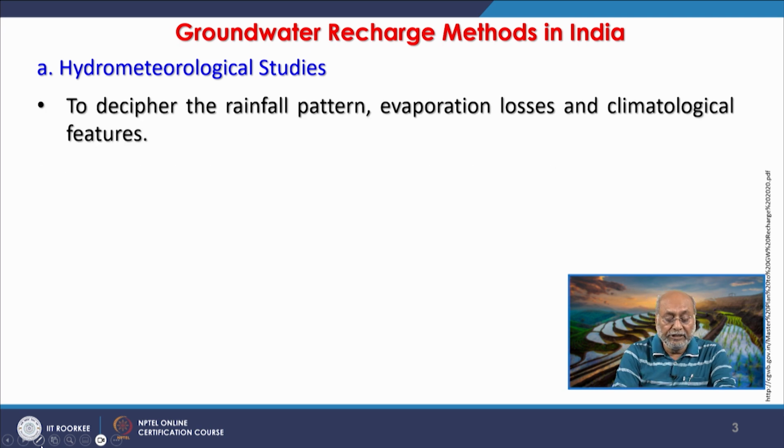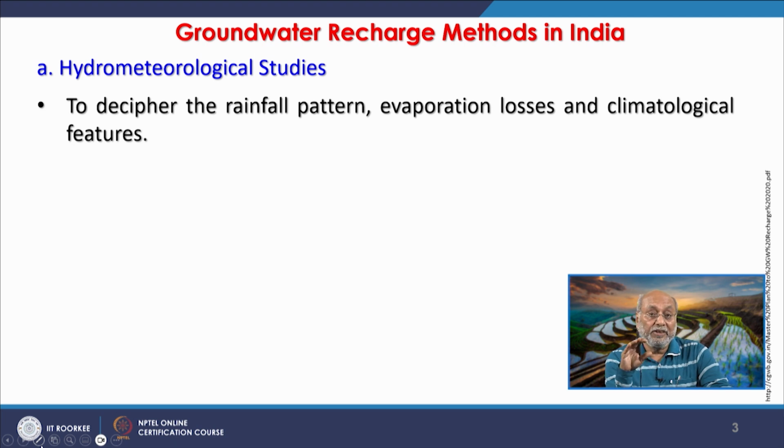In hydrometeorological studies, what we need to know is the rainfall pattern, the losses through evaporation or evapotranspiration if there is vegetation, and the climatological features of that particular area. Because as we know, in India we have a varied climate, with cold deserts in Ladakh and hot deserts in Rajasthan, in Jaisalmer and other areas. We have the wettest place of the world in India, and we also have very dry places in India.